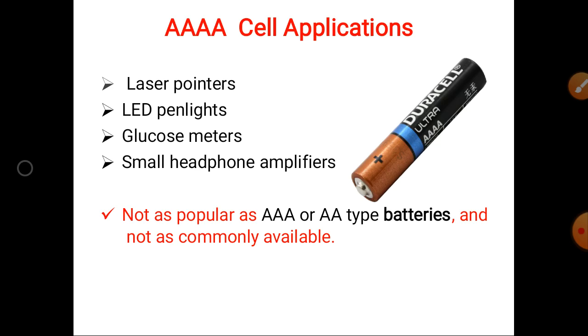But these Fourier cells are nowadays not commonly used. Only the AA and AAA cell is most commonly used. Some of the applications of the Fourier cell are laser pointers, LED pen lights, glucose meters, and small headphone amplifiers. But this Fourier cell is not as popular as AAA and AA type batteries, and it is also not commonly available.